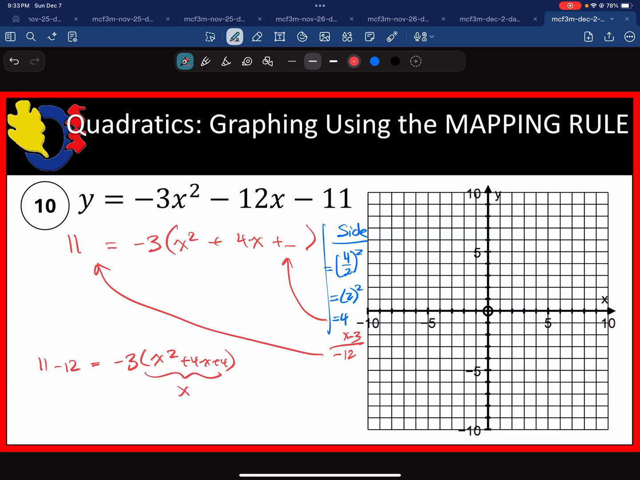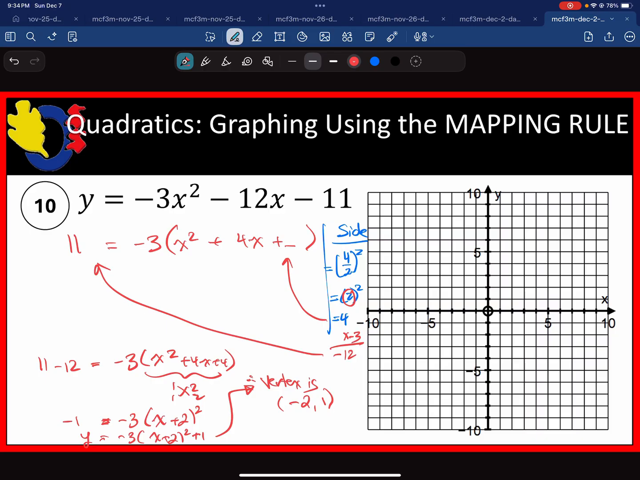Need to factor here, or remember our trick before we square it, that's the number that's going to go in our brackets here. And then I get negative 1, bring my k back over. So the vertex is negative 2 and 1.